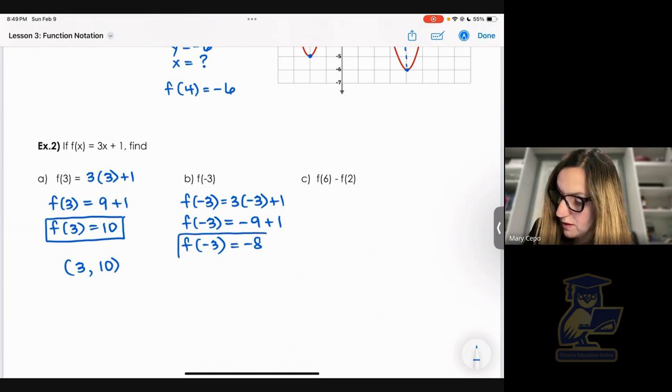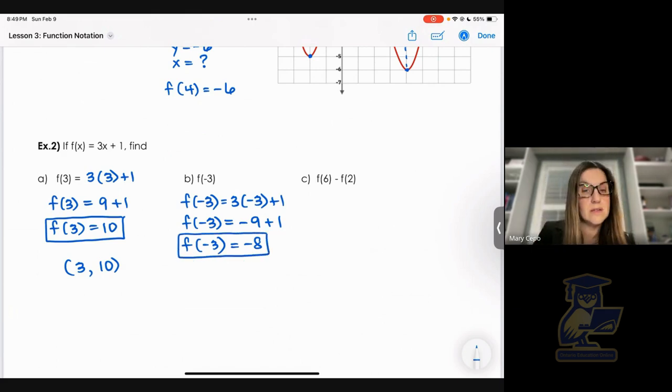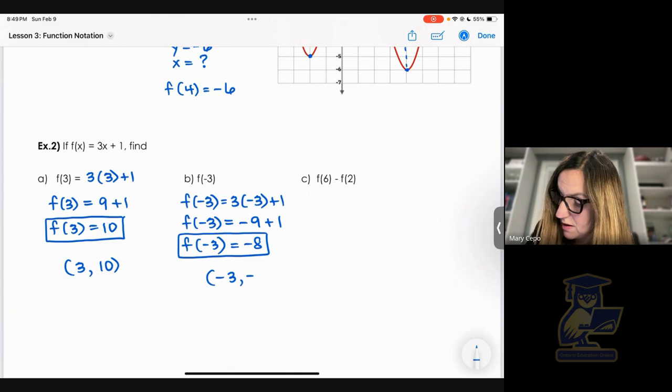Okay, so f at -3 is equal to -8. So meaning when the input is -3 and we put that into our function, our output is -8. So as an ordered pair, that would be -3 and -8.